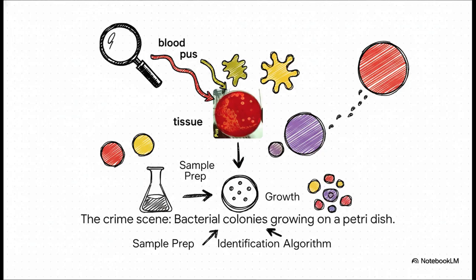Well, our investigation starts right here at the crime scene. We take a sample from the patient, could be blood, tissue, you name it, and we spread it onto this nutrient-rich plate. The whole goal is to convince these microscopic culprits to show themselves by growing into visible colonies just like these. This is really the first step in the classic algorithm for identifying bacteria.